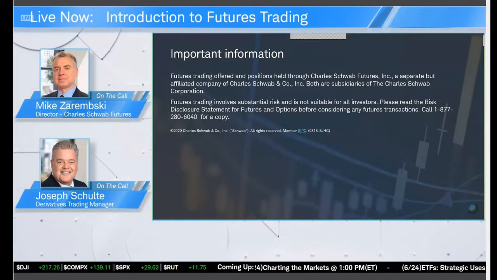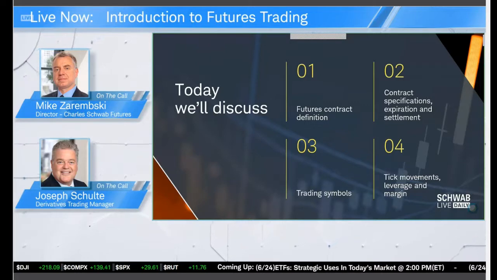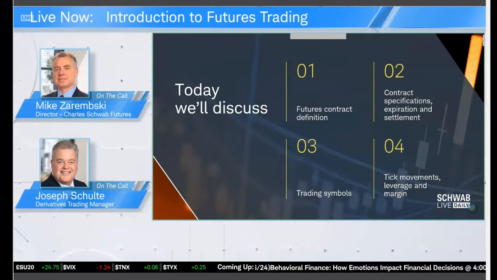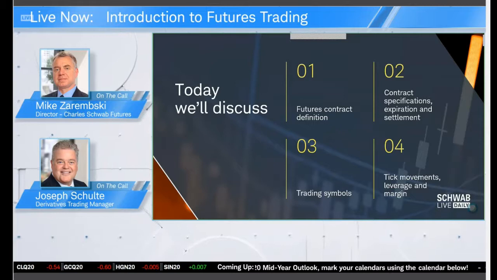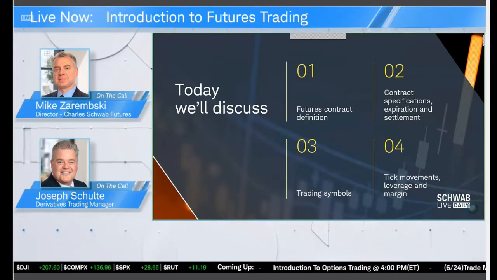So let's talk about what we're going to discuss today. Since this is the introduction course, we're going to cover the definition of a futures contract. Then we'll talk about some of the terms and features that everybody who trades futures should learn about, such as the specifications for the futures contracts we offer, how expirations work, as well as the settlement process. We'll also discuss trading symbols, because they're a little different in futures than you're used to in equities and options. So we'll go over how a futures symbol is created, and we'll talk about terms such as tick movements, how leverage works in futures, as well as the difference between how margin is considered in futures and how it works for equities.